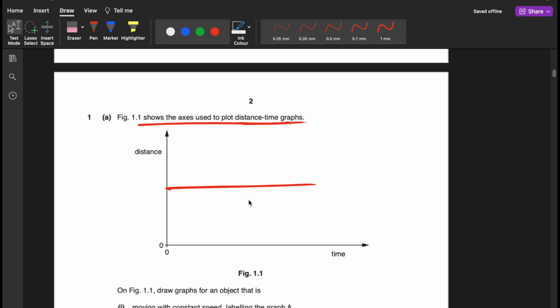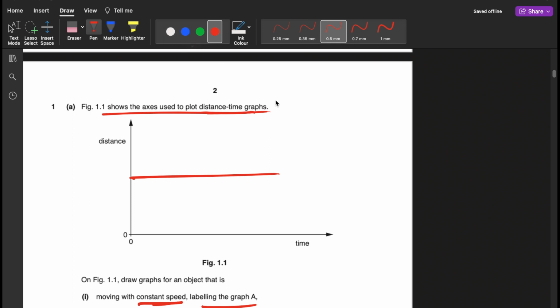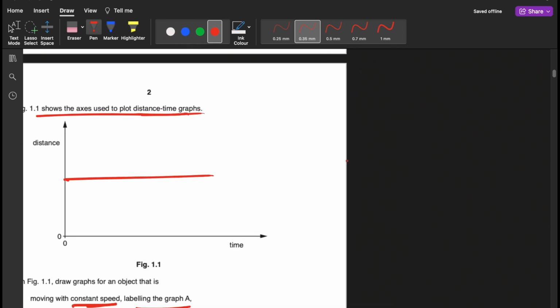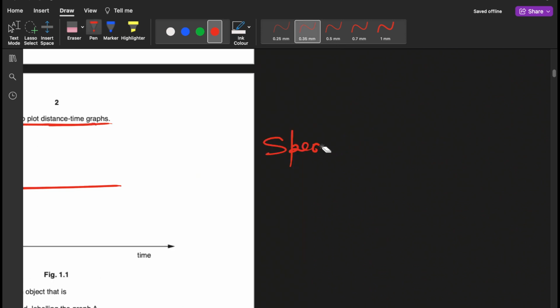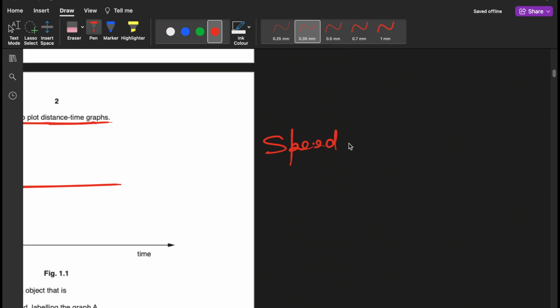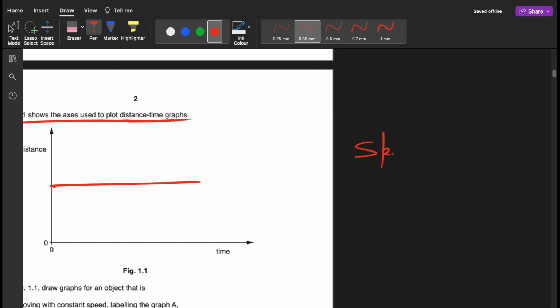How do you want me to answer? If you know it, you can answer it. What is speed? How do we define the speed? Distance by time. Is the distance changing for this graph? No, sir. Then what is the speed? That is what I'm asking.